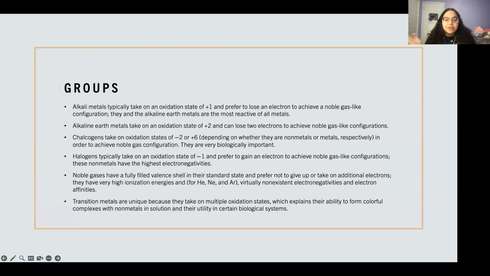Noble gases have a fully filled valence shell, so those are the least reactive. Helium, neon, argon, for example, and their electronegativities are virtually non-existent. So they don't really have any electron affinity. They don't want to give or take electrons. The transition metals in the middle, what's interesting about them is they can take on multiple oxidation states. So they can form complexes with nonmetals. For example, iron and oxygen can combine in different combinations because they can take on different oxidation states. So those are probably the most notable groups.